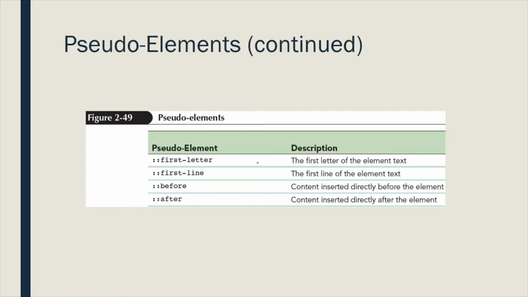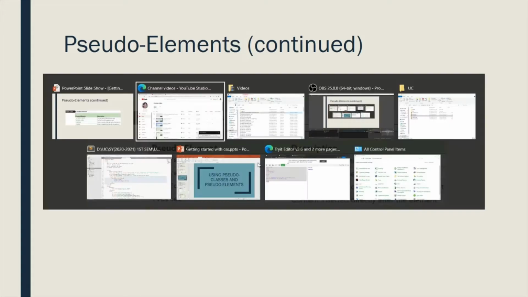The before pseudo element, this is the content inserted directly before the element. And the pseudo element after, this is the content that is inserted directly after the element. And now let us try to have the pseudo elements application. Okay, going back to the codepen.io editor, right? Wait for a while.